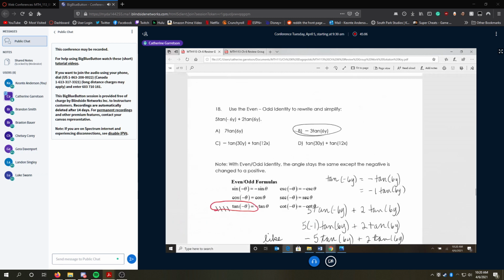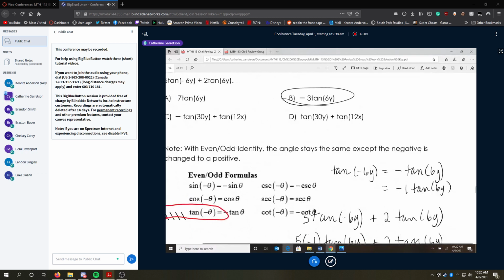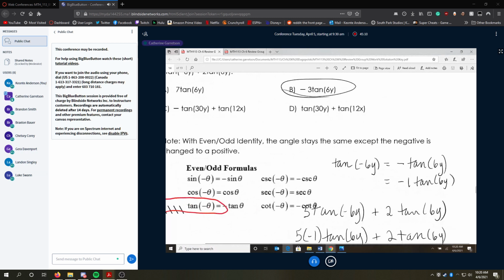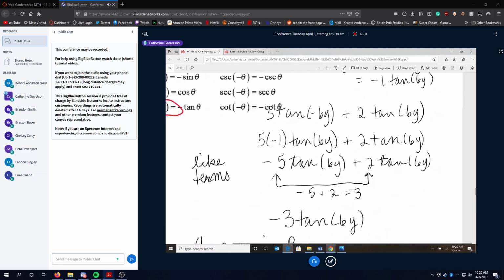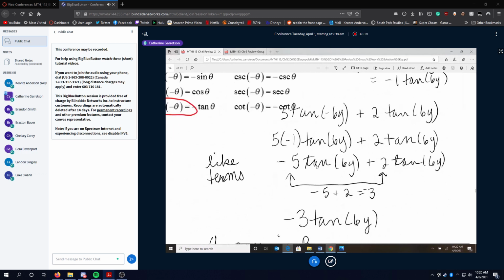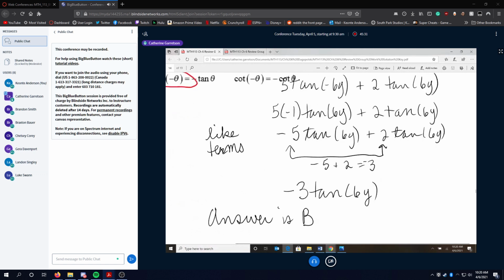And that's because when I put the angles the same, now I've got like angles, like tangents, like terms. So a -5 tangent of 6y plus 2 tangent of 6y will add together to be a -3 tangent of 6y. So the correct answer is B, -3 tangent of 6y.